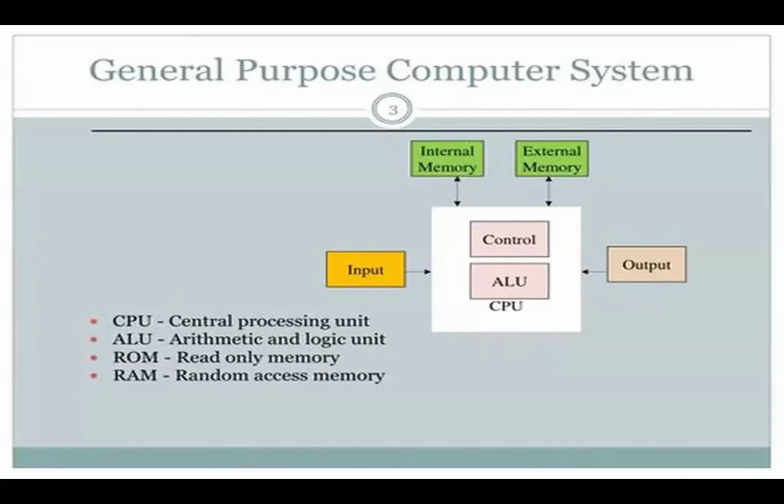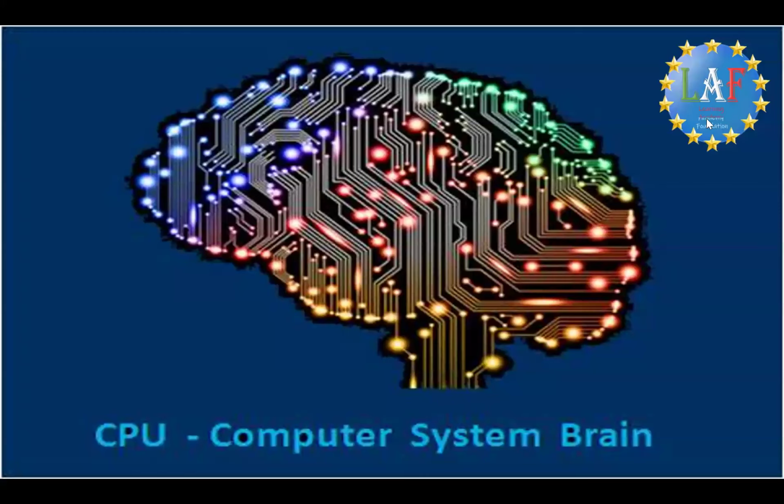So the central processing unit is the brain of the system. It carries out instructions, performs calculations, and orchestrates the flow of data. It's the conductor of the digital symphony.